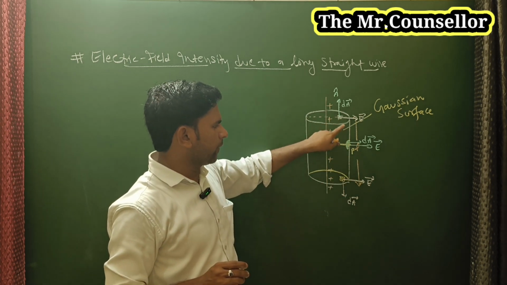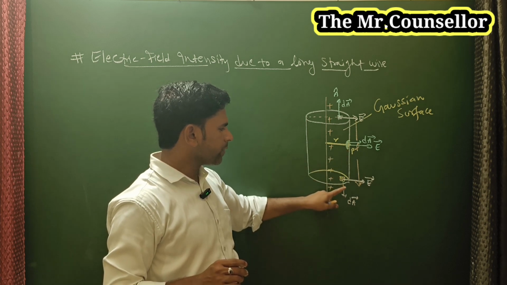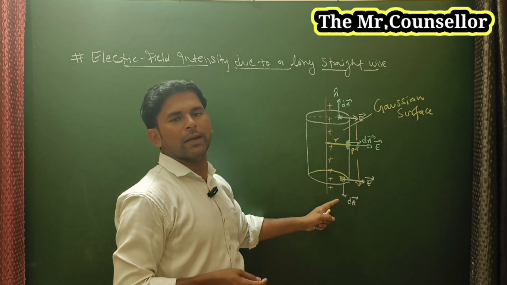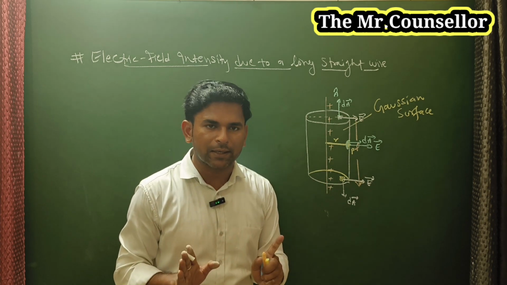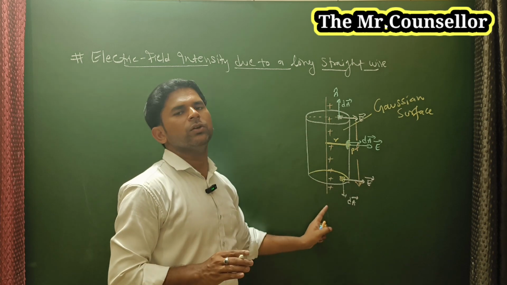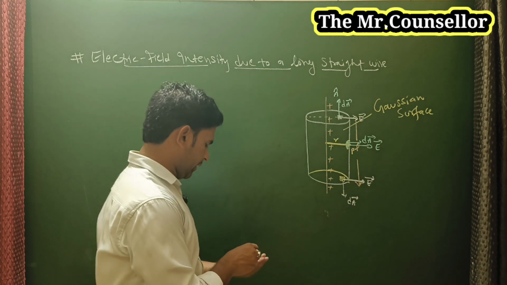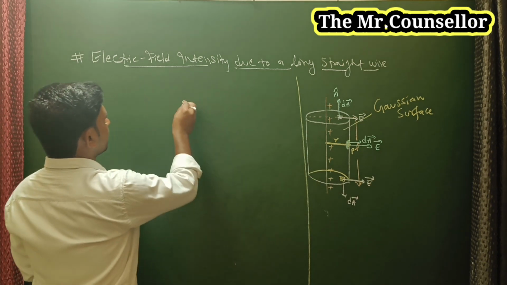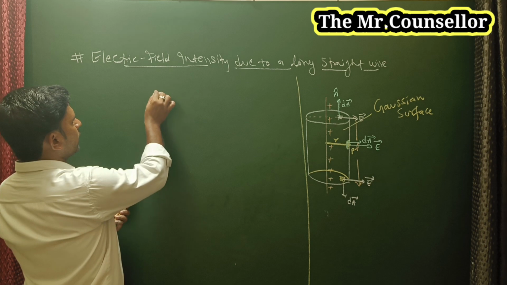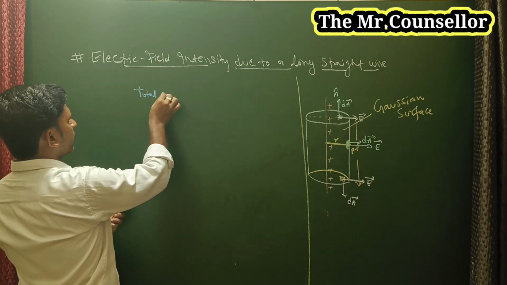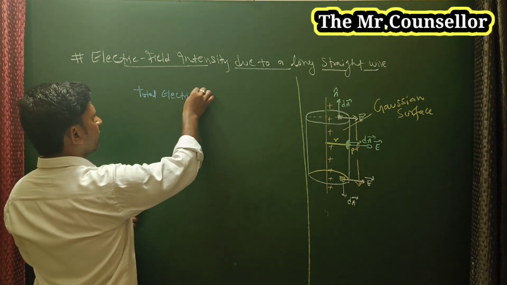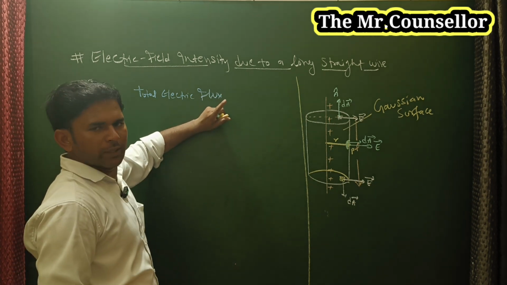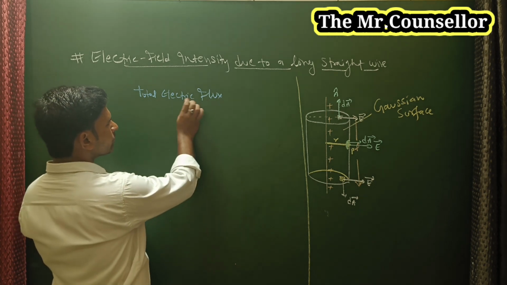Here you are going to find electric flux, here also, and here also. Then if you add all that electric flux, you get the total electric flux due to this charged wire. Yes or no? Look at the board, very simple. Total electric flux.